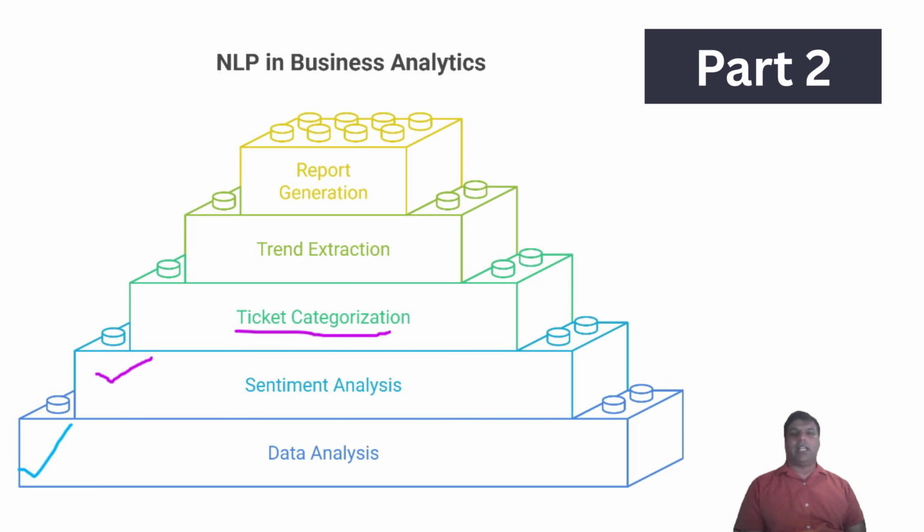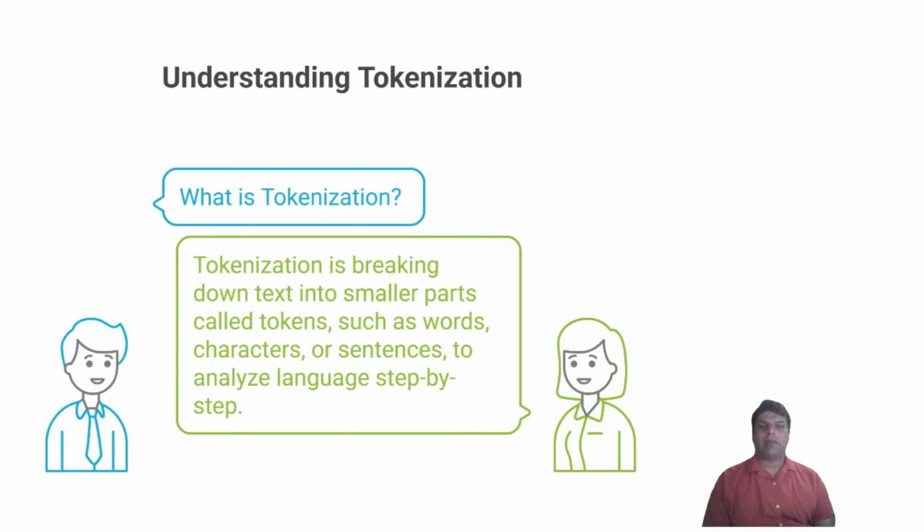So let's begin in detail with part one, starting from tokenization. The first and primary step of NLP is tokenization. So let's understand tokenization. What is tokenization? Tokenization is breaking down text into small parts called tokens, such as words, characters, or sentences, to analyze language step by step.